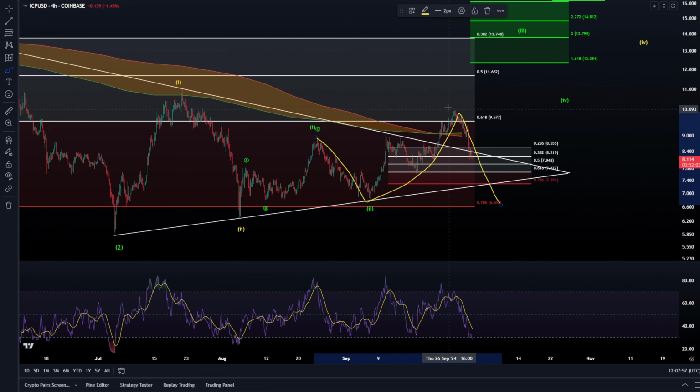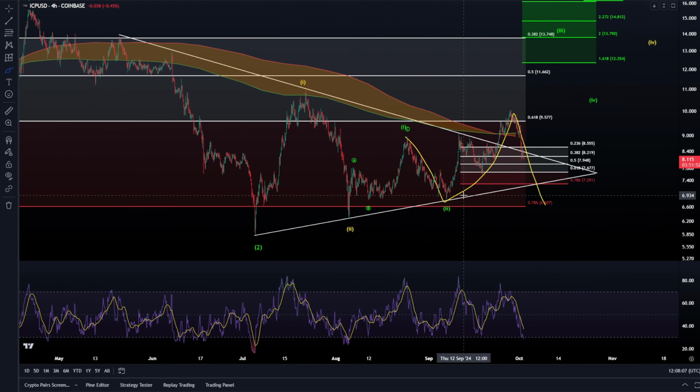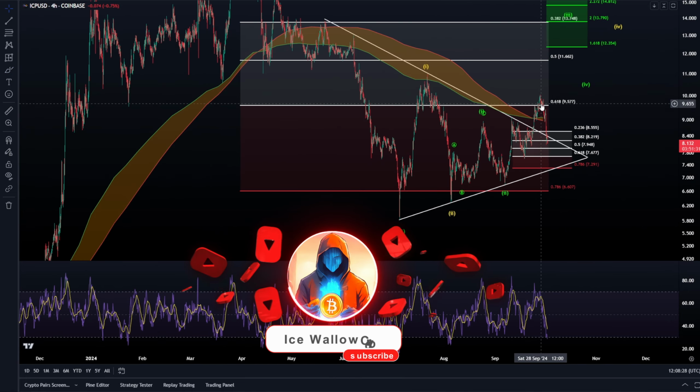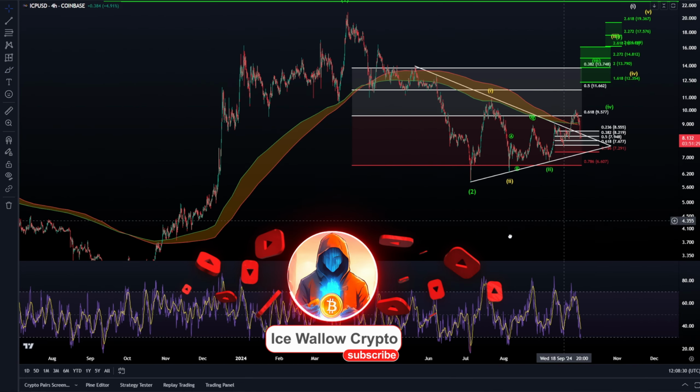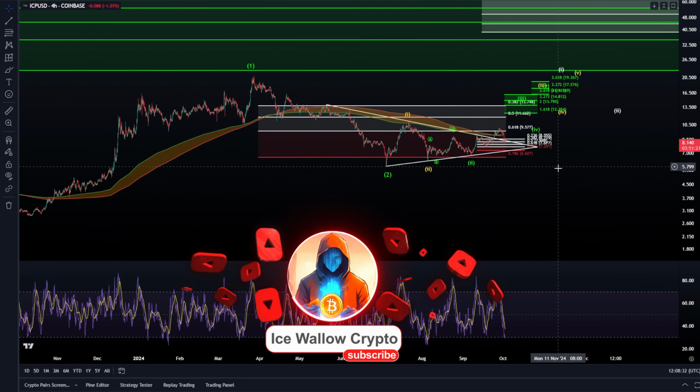So let's hope this is not the case. Let's hope this was not an overshooting B wave. And let's hope this is not a C wave, because if that is a C wave, then it's going to be very likely that we break down and we get another low in the second wave move down. So like I said, this whole thing is very, very questionable, but ICP is still looking quite strong.